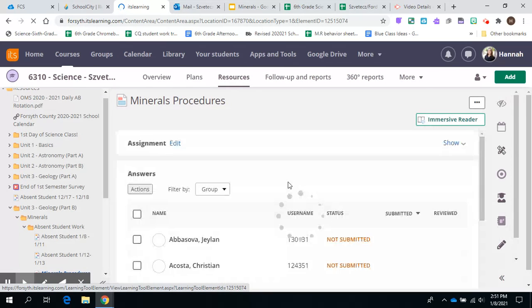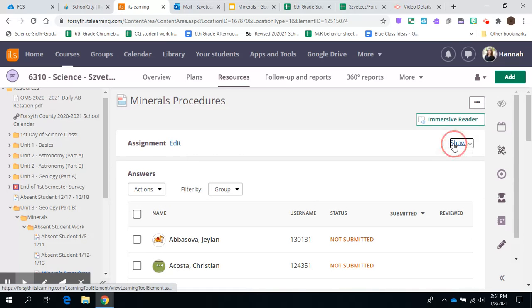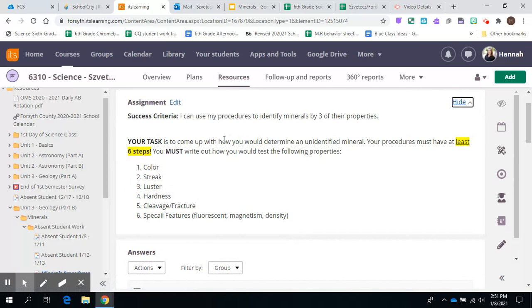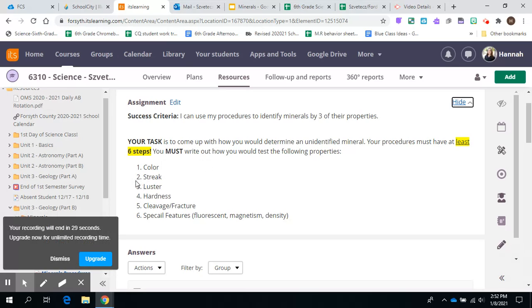Here is what I want you to do. You're going to come up with how you would determine an unidentified mineral. Your procedures must have at least 6 steps, and you must write out how you would test the following properties. So here's your list of properties, and you need to tell me, for the first step, I'm going to observe the color of the mineral. The next step, I'm going to do a streak test to determine the color of powder, and give that for all 6 of these minerals here.